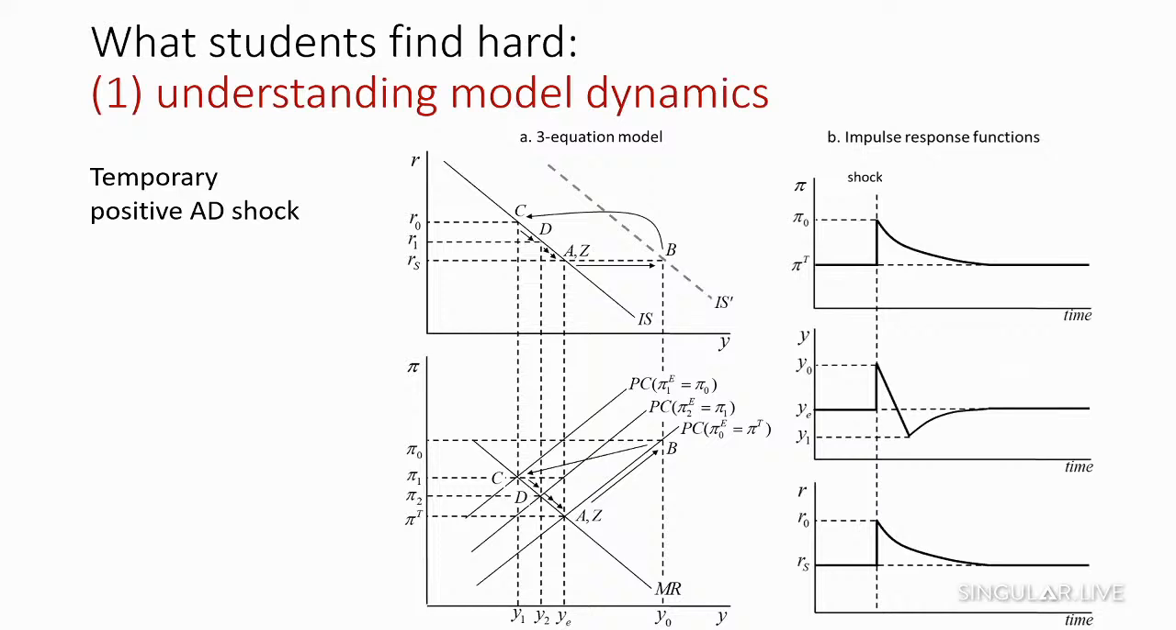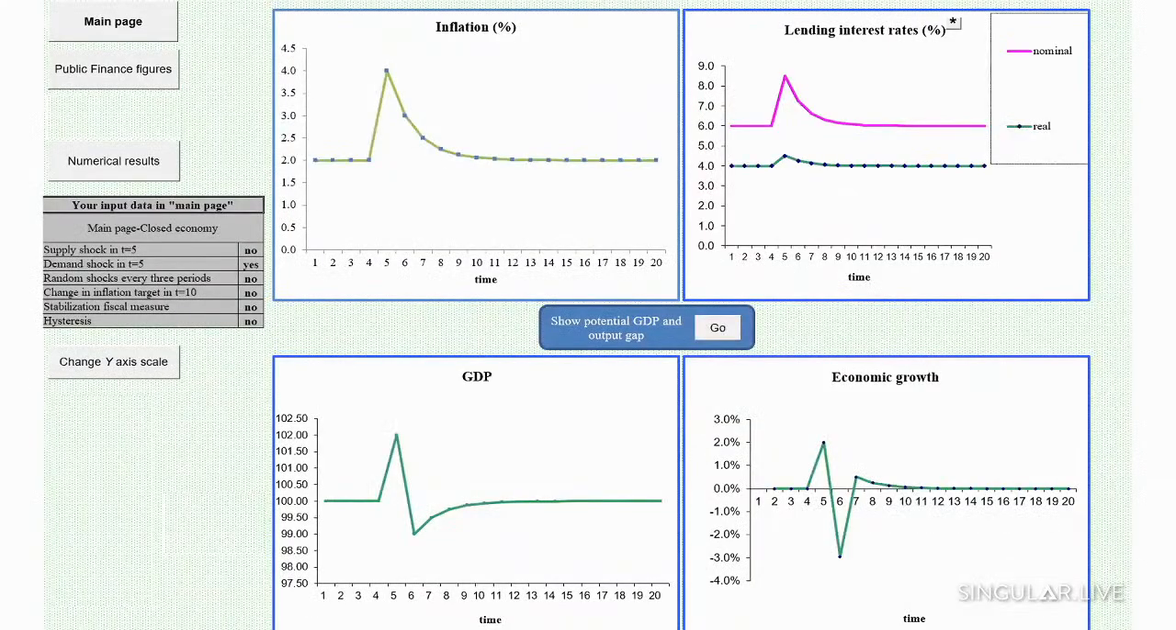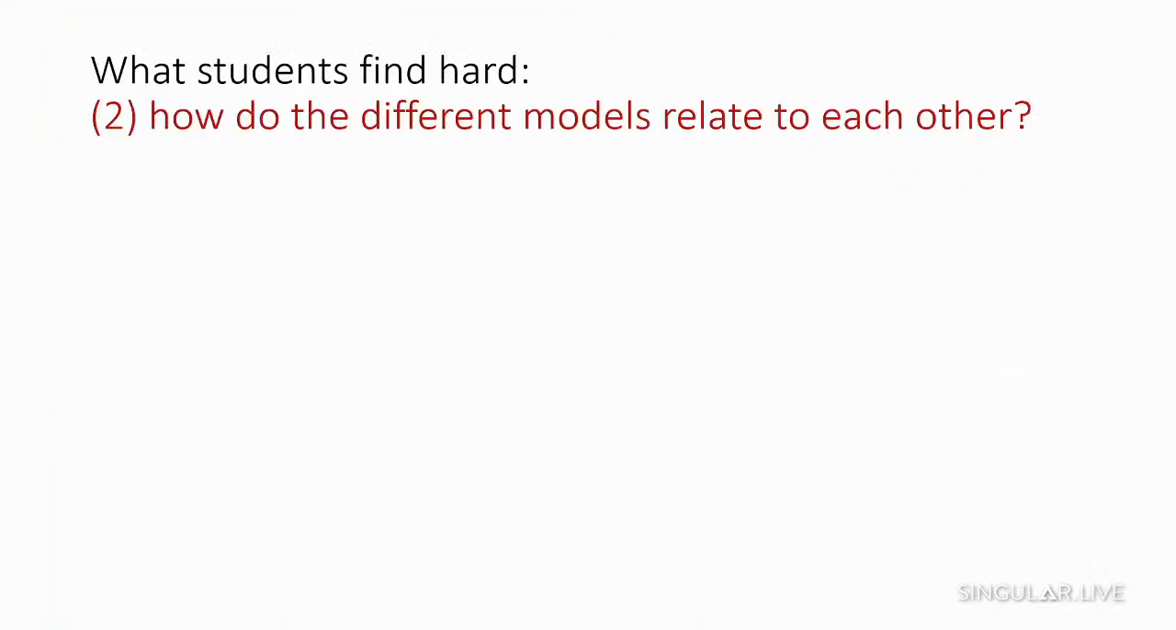You can draw the impulse response functions that do give a different insight than the model on the left. But if you do the same thing in the simulator, then as Humberto and Annika brought out, you see it appearing before your eyes. So you can see what happens to inflation, the nominal interest rate, the real interest rate, GDP, and growth.